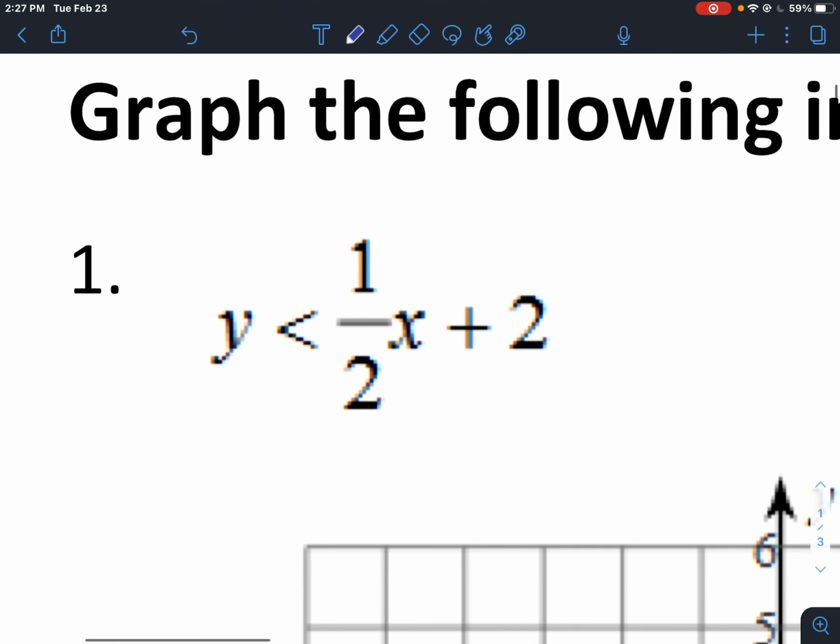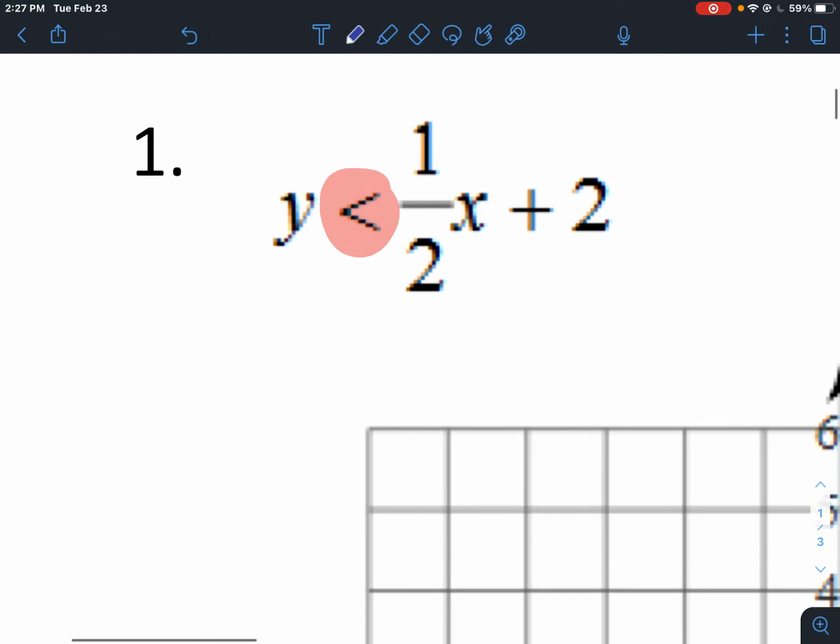Okay, so we have the inequality symbol less than. I like to start with writing, is it going to be a solid or dashed line? And are we going to shade above or below? In this case, you can always refer back to the notes that we just took, inequalities, what does the graph look like?